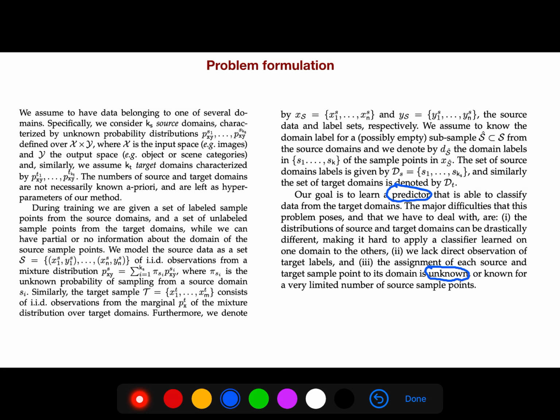Or they are known for a very limited number of source sample points. Some sample points we know which domain. For example, this sample point is domain 1. This sample point is domain 6. But for the rest of the sample points, we don't have any category. We don't know which of them. For example, it could be assigned to 1, but it could be assigned to anything else. We don't know that. The annotation is just for those that are given.